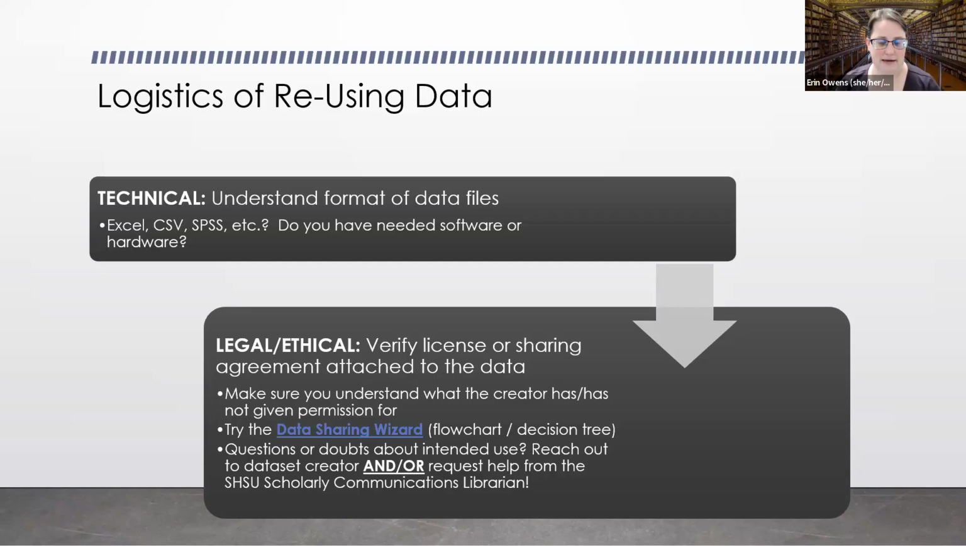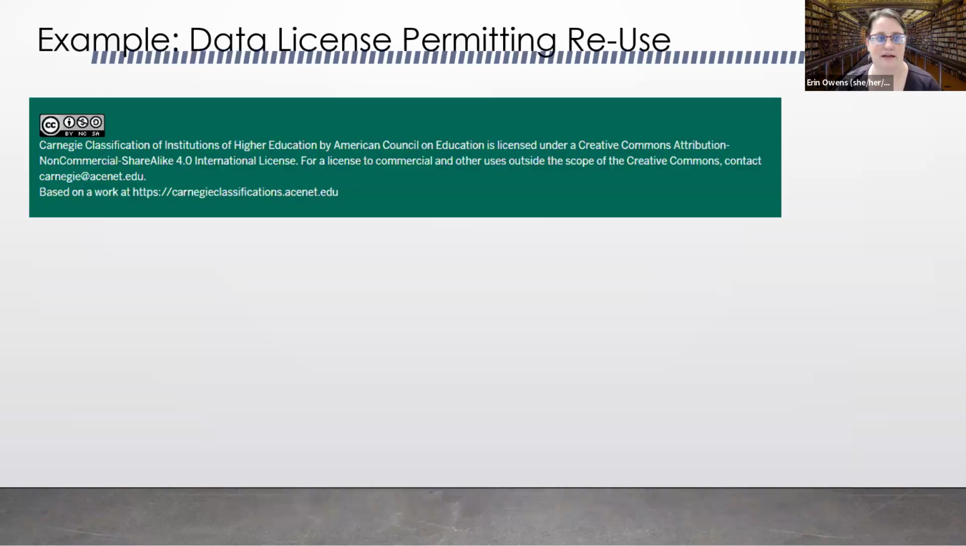So let's take a look at what that license might look like. This is just one example. I have used the Carnegie classification data set. So when we hear talk about R1 and R2 institutions, those designations come from the Carnegie classification system. It's a way of categorizing institutions of higher education. They make their data set publicly available on their website. And when I look down in the footer on their webpage, this is the license that is shared.